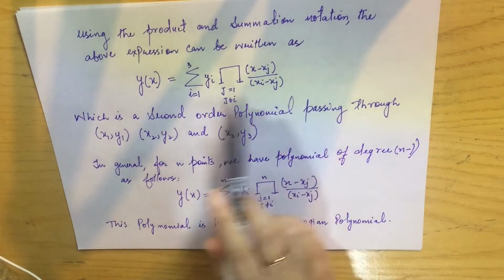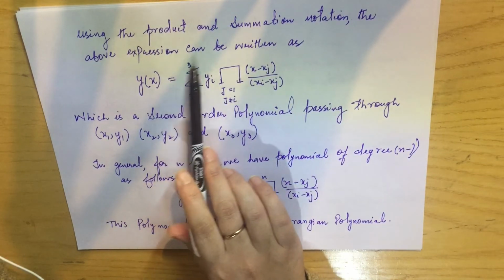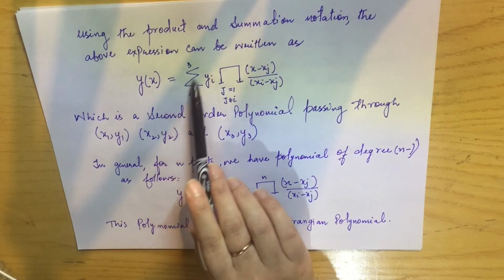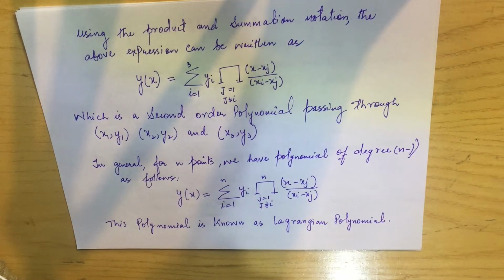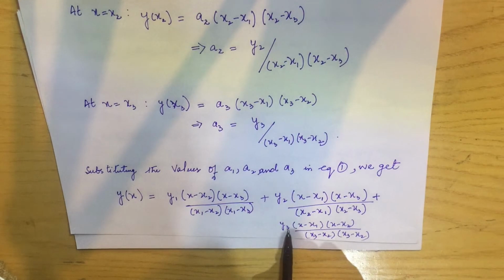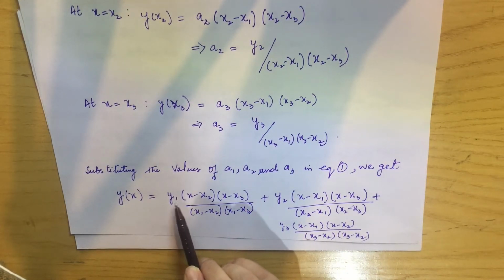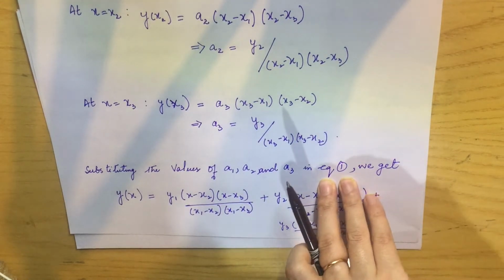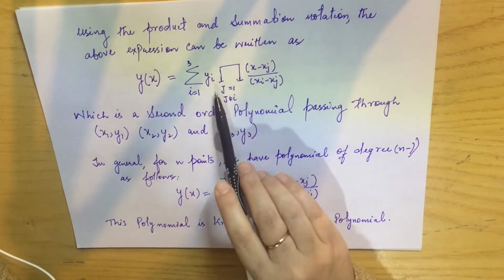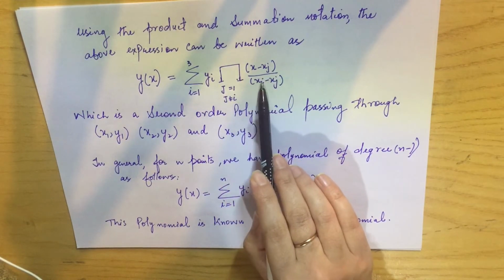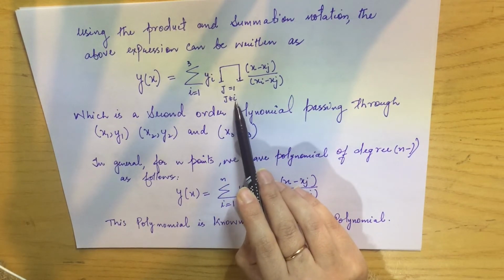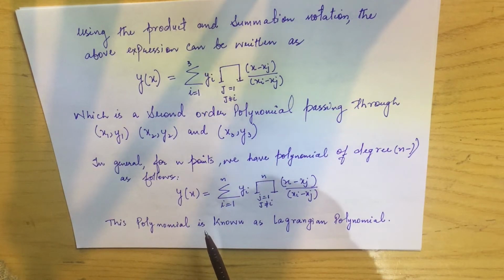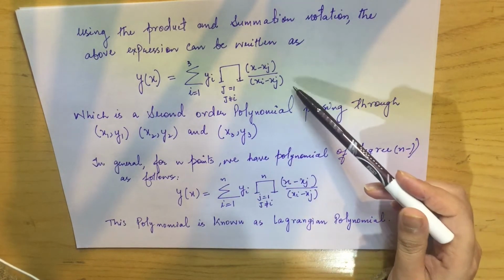Using the product and summation notation, the above expression can be written as y of x is equal to summation of i is equal to 1 to 3, because we are having the y values from 1 to 3, of yi multiplied by the product of x minus xj divided by xi minus xj, where j is equal to 1 and j is not equivalent to i, which is the second order polynomial passing through x1 y1, x2 y2 and x3 y3. So this is actually the Lagrangian's interpolation polynomial.